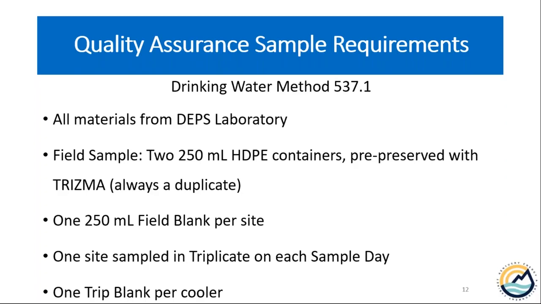And now some specifics about the drinking water method 537.1. All materials will come from the DEPS laboratory. Each field sample consists of two 250 milliliter HDPE containers, which will be pre-preserved with trisma. So you're essentially always collecting a duplicate sample. Each site requires the collection of one 250 milliliter field blank, and each sample day requires one site to be sampled in triplicate. We also have a trip blank that will ride in each cooler that contains PFAS samples.